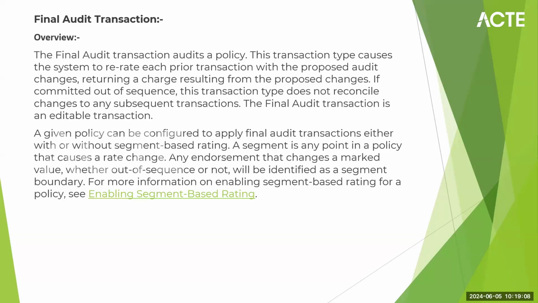A given policy can be configured to apply the final audit either with or without segment-based rating. A segment is any point in a policy that causes a rate change. Nothing but what are the premium-based rate changes you have done before the final audit transaction, like the previous transactions. That will be bounced back to the normal one. Okay, reverted back to the normal without any changes.